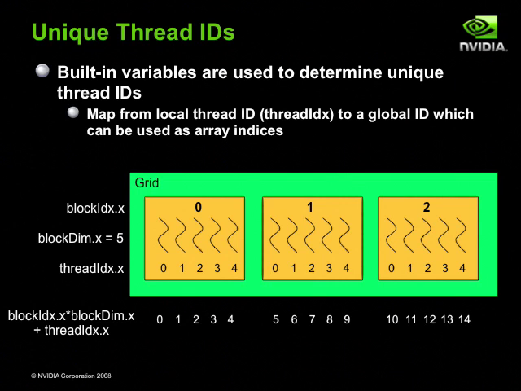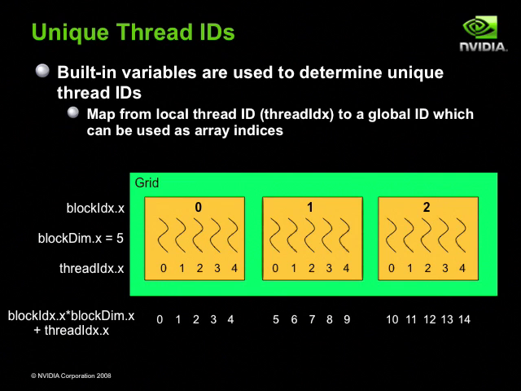Unique thread IDs are generated from the built-in variables by mapping the local thread index to a global index, which typically is used in turn to access different array elements. This mapping makes use of 3 of the 4 automatically defined variables: blockDim, blockIdx, and threadIdx. The one-dimensional example demonstrates how this is done in a grid of 3 blocks with 5 threads per block. The product of the block index times the block dimension provides an offset to the local thread index, and the sum of this offset and local thread index results in a unique thread ID.